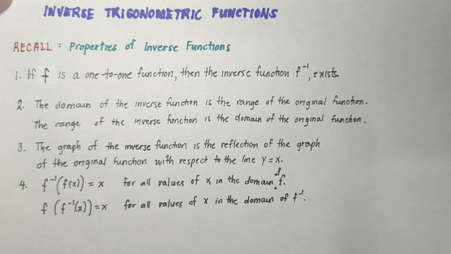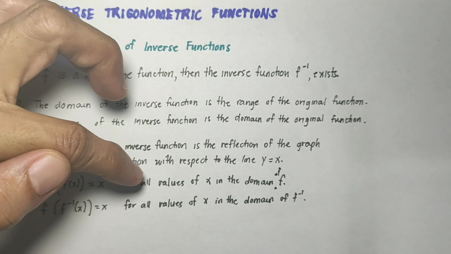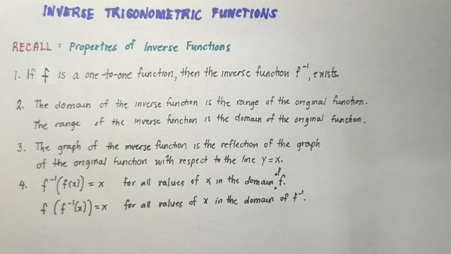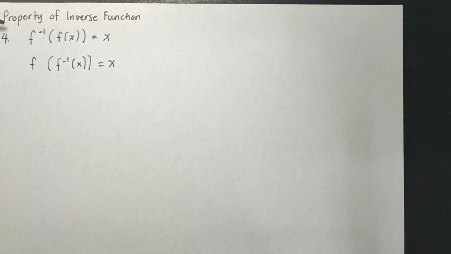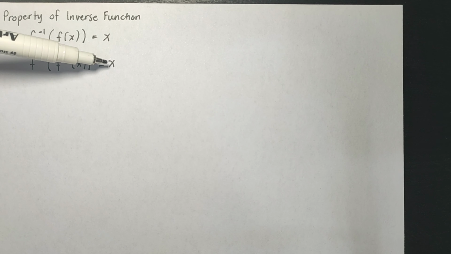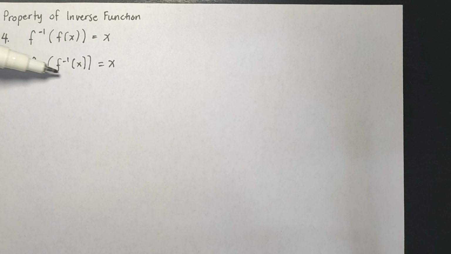Okay, so property number 4: f inverse of f of x equals x, for all values of x in the domain of f. Also, f of f inverse of x is equal to x for all values of x in the domain of f inverse. Once again, the property of the inverse function in number 4 is f inverse of f of x equals x, for all values of x in the domain of f. And on the second one, we have f of f inverse of x equals x for all values of x in the domain of f inverse.